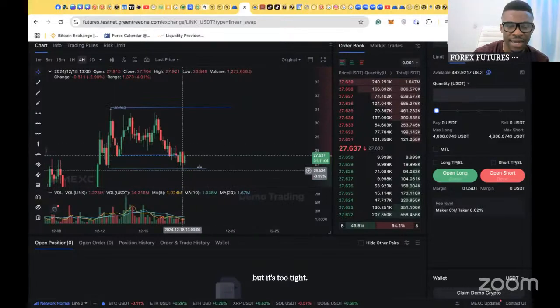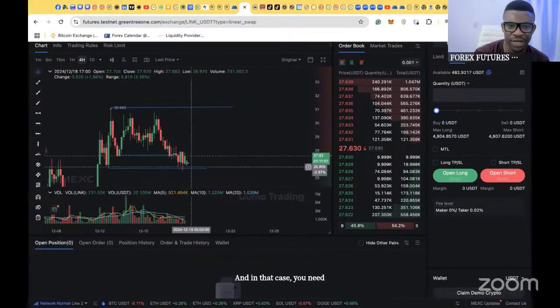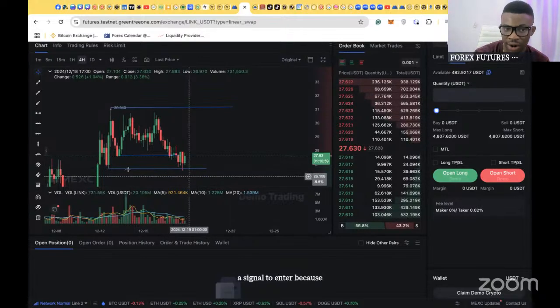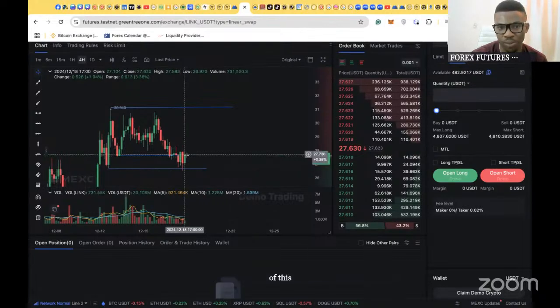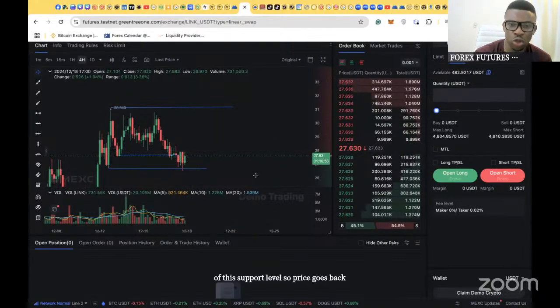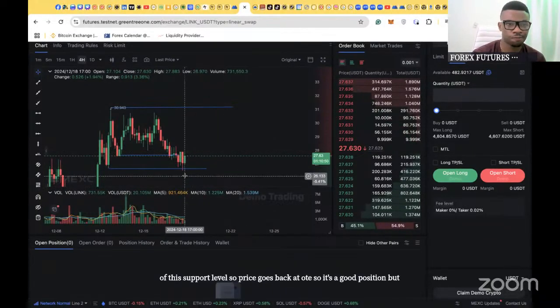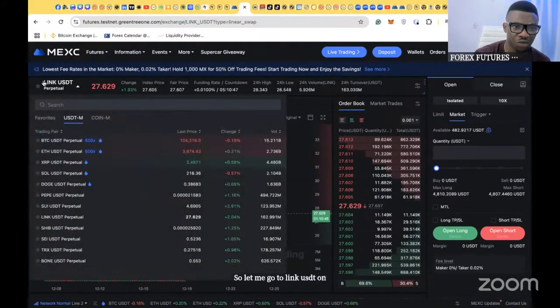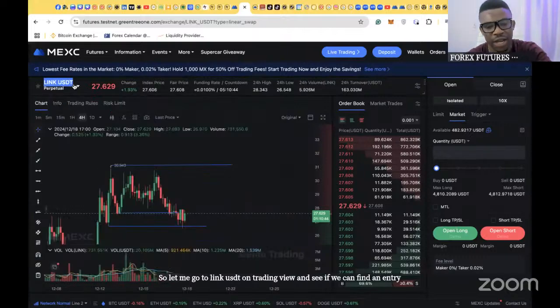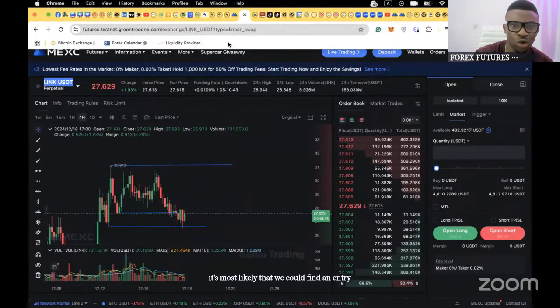And in that case, you need a signal to enter because we're at OTE right now. We are at OTE. There's a rejection right here of this support level. So price goes back at OTE. So it's a good position, but the stop loss is tight. So let me go to link USDT on TradingView and see if we can find an entry. It's most likely that we could find an entry, a scalping entry to the upside. So I go to TradingView back.